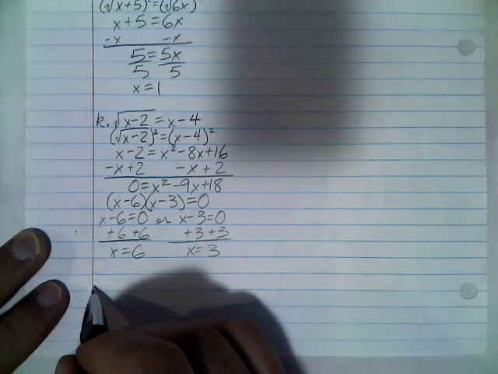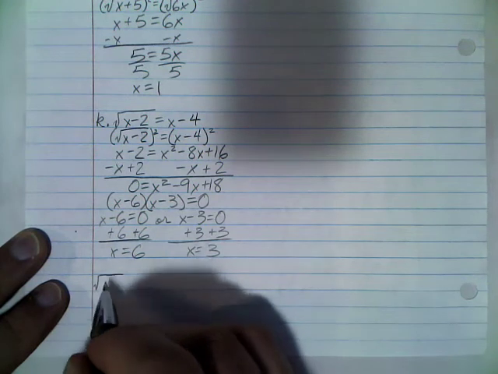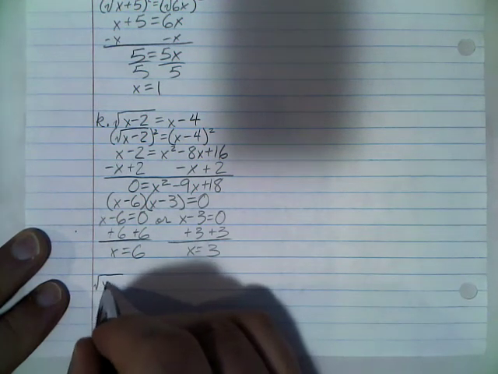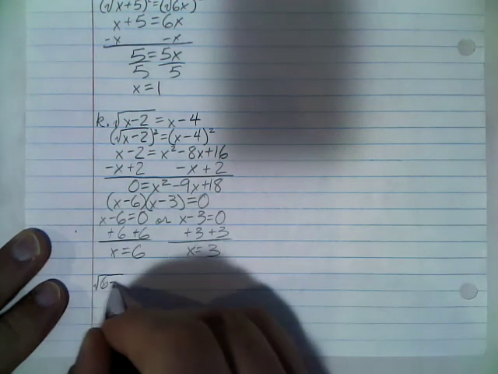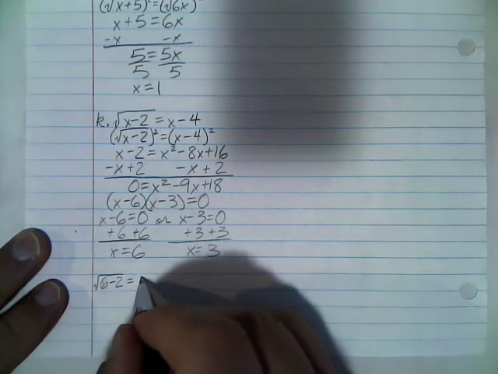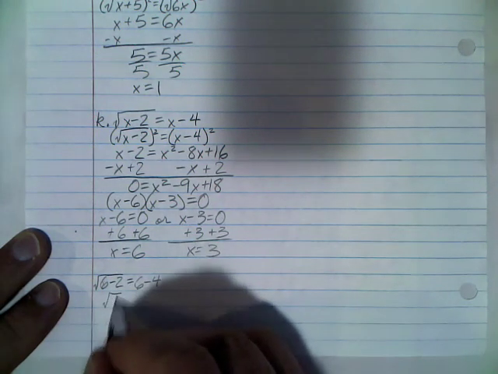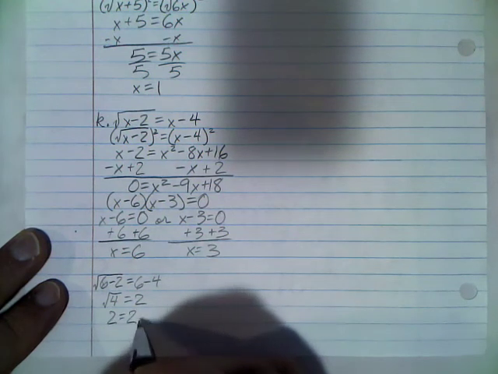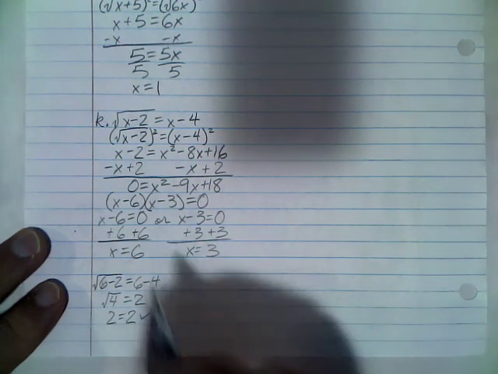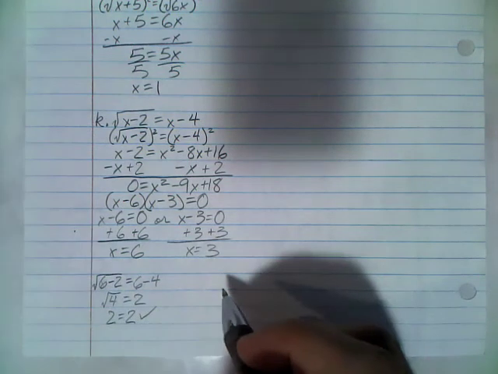If I start with 6, I've got the square root of 6 minus 2 equals 6 minus 4. So 6 minus 2 would give me a square root of 4, and square root of 4 is 2, so that checks out. So 6 is a solution here.